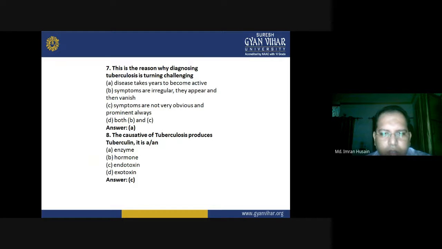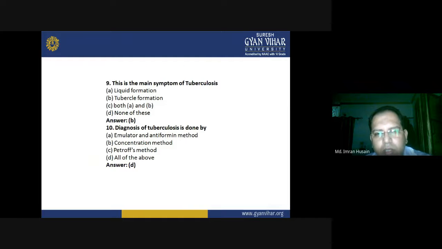The causative agent of tuberculosis produces tuberculin. It is an endotoxin. This is the main symptom of tuberculosis: tuberculin formation in the lungs. Diagnosis of tuberculosis is done by the homogenization and antiformin method, concentration method, Petroff method, and all the above. The correct answer is all the above.